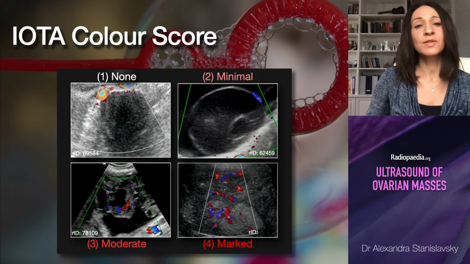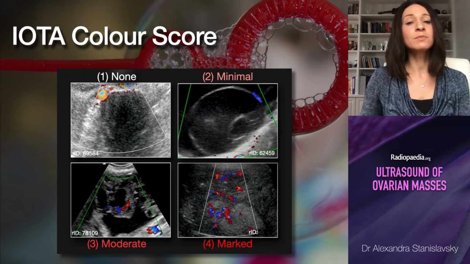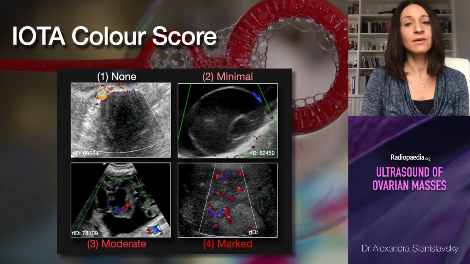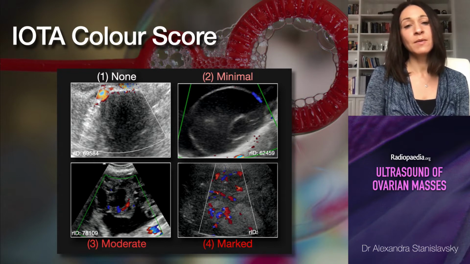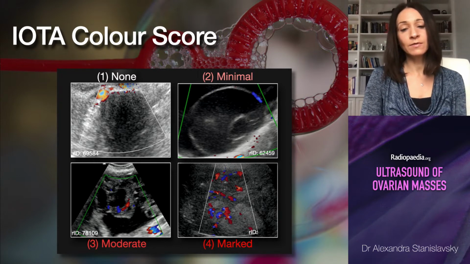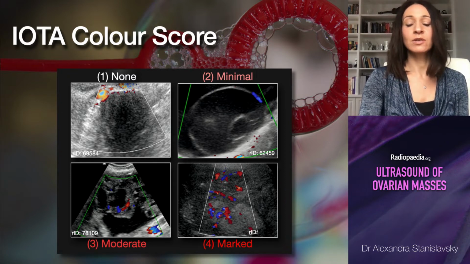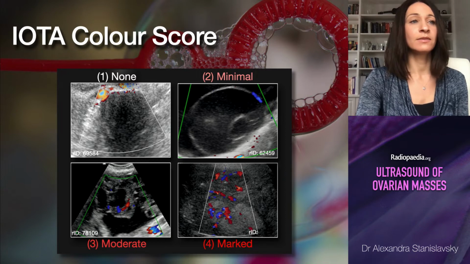I mentioned before the presence of an IOTA colour score. It is a very simple system where colour score 1 means no vascularity, colour score 2 is minimal, 3 moderate, and 4 is marked. So it's very subjective, but most of the time, certainly colour score 1 and 4 can be quite well differentiated. And it's actually quite easy to apply.